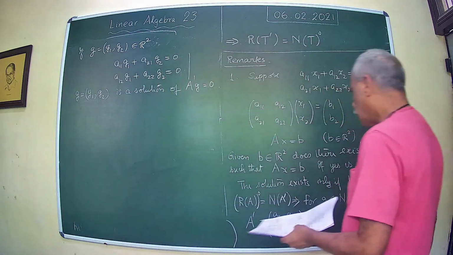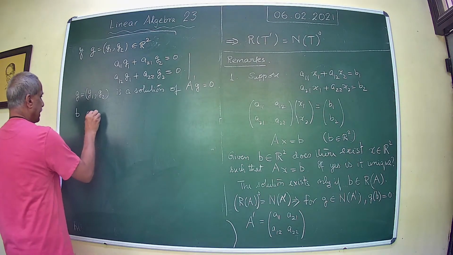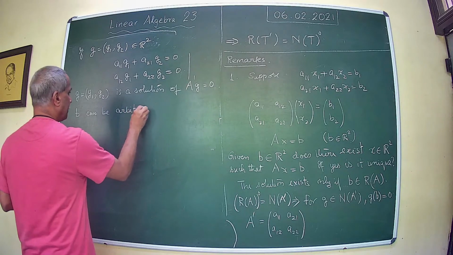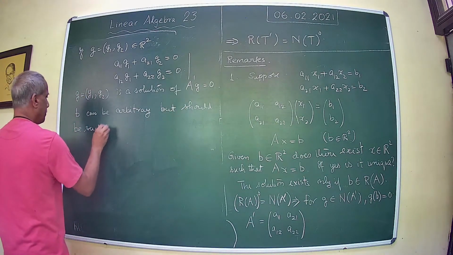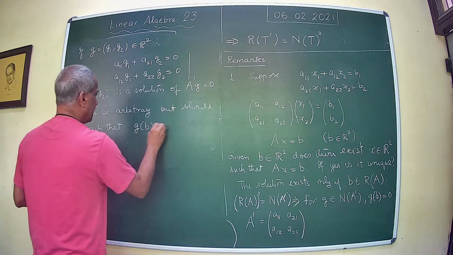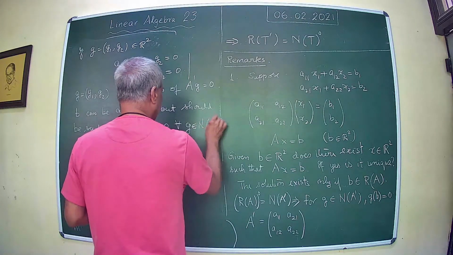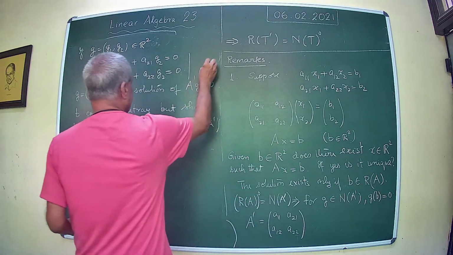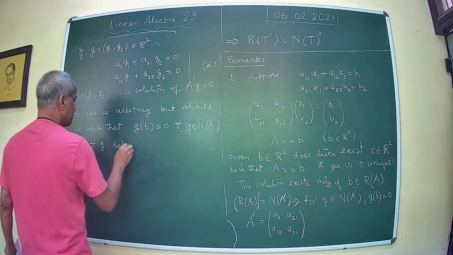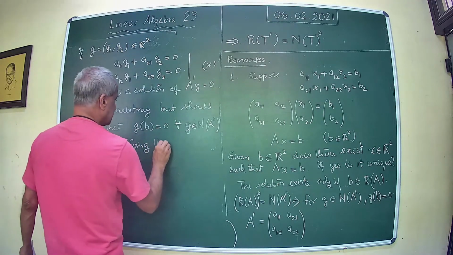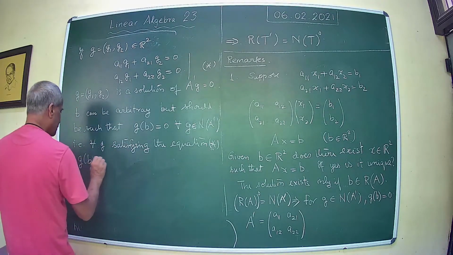equal to 0. So what does our statement say? Our statement says that B cannot be arbitrary, but should be such that G of B equals 0 for every G belonging to the null space of A. That is, for every G satisfying the equation star, we should have G of B equal to 0.